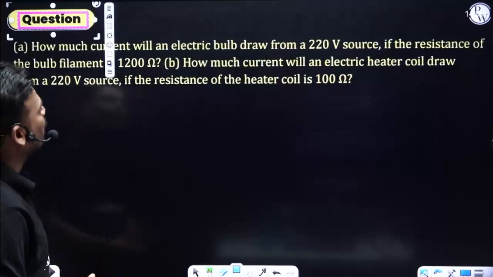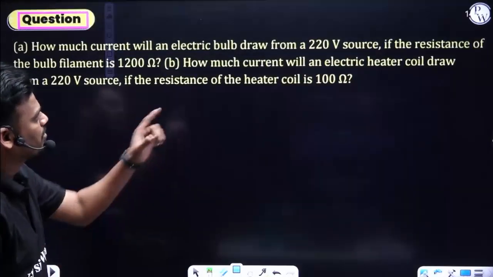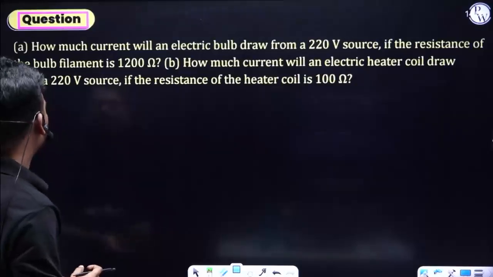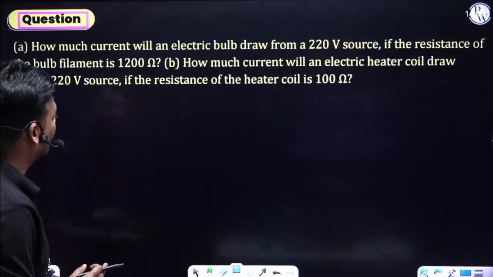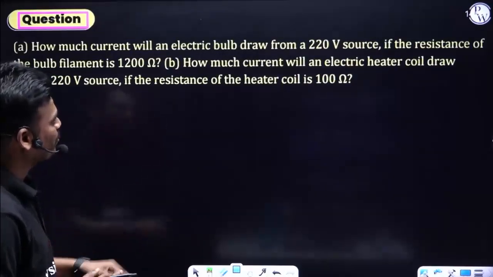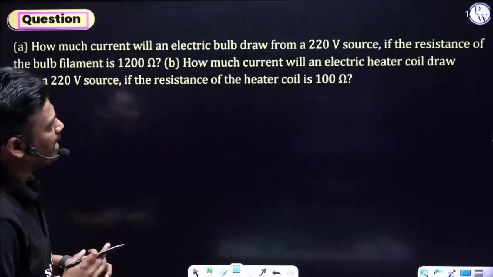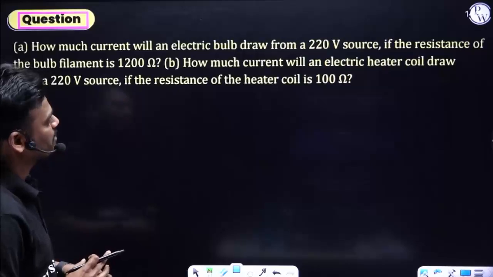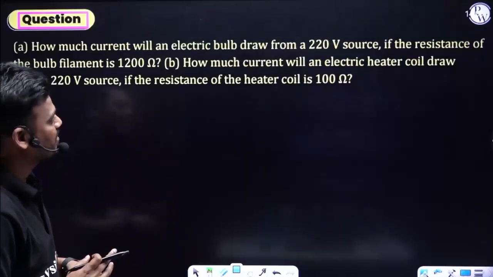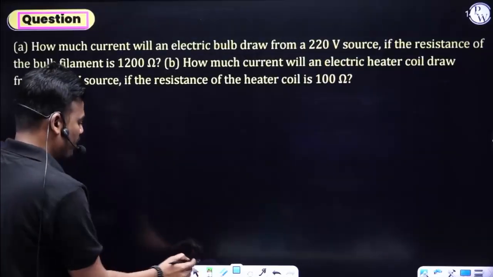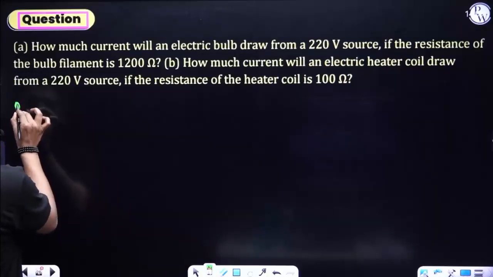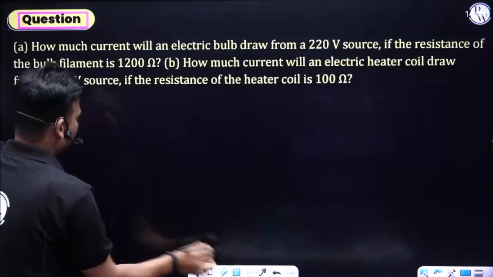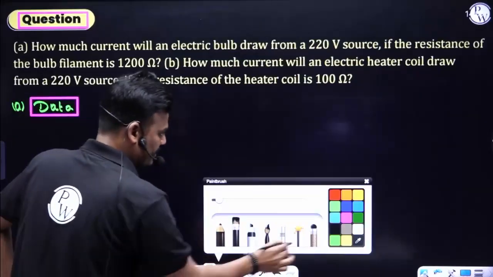Now, here is a question. How much current will an electric bulb draw from a 220 volt source if the resistance of the bulb filament is 1200 ohm? First question. And the second question, B. How much current will an electric heater coil draw from a 220 volt source if the resistance of the heater coil is 100 ohm? So first, part A, we will note down the data. What is the data we have?